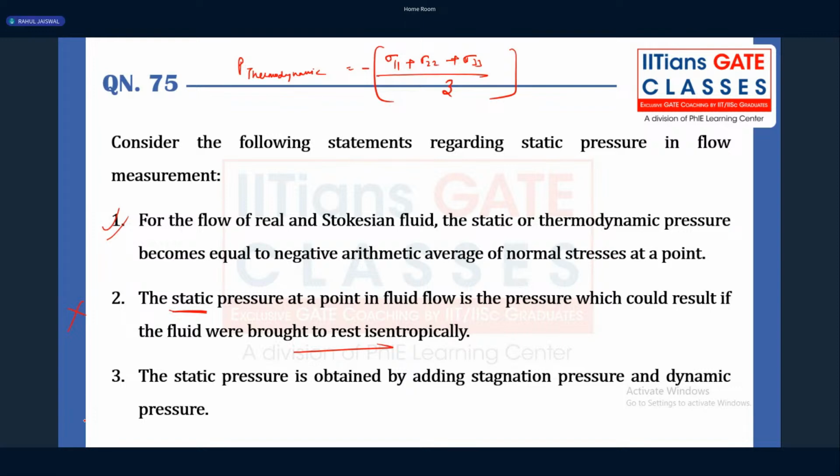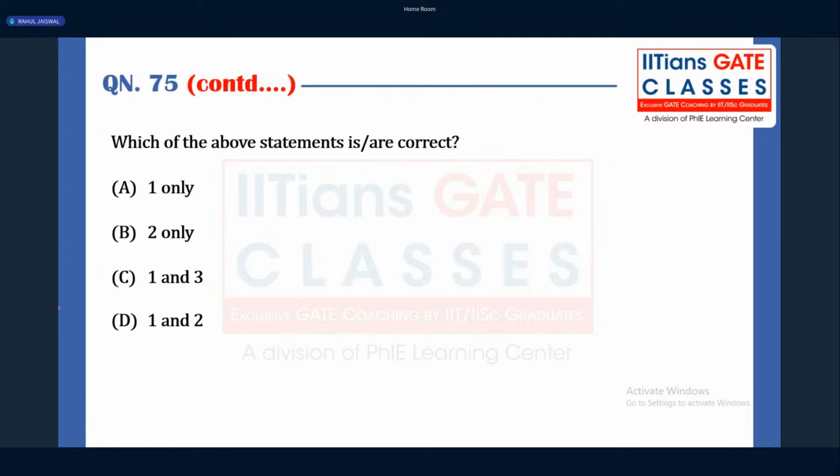Third statement: the static pressure is obtained by adding the stagnation pressure and dynamic pressure. No, it is incorrect. Because we know that stagnation pressure is equal to static plus dynamic pressure. So to get the static pressure, it is stagnation minus dynamic. So again, it is incorrect. So which statement is correct? Only the first statement is correct. The remaining statements are incorrect, and the combination of them is also incorrect.